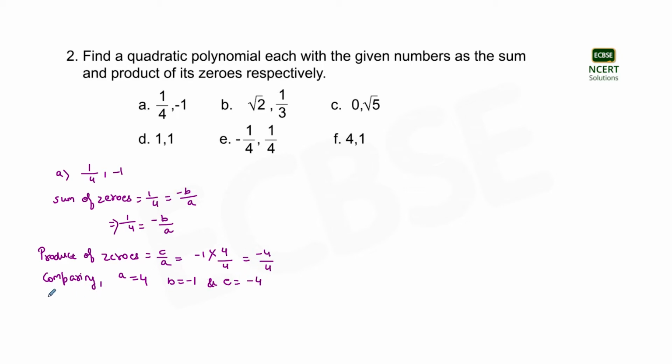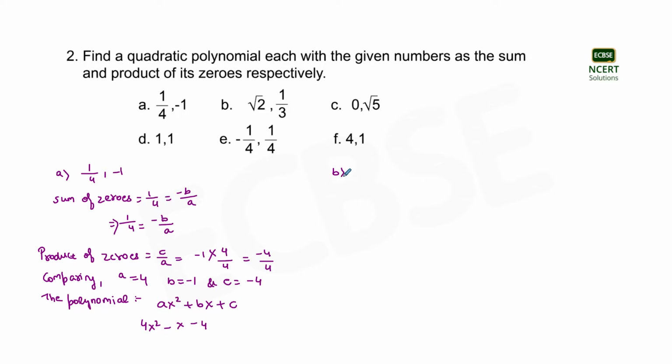-4. So what was the basic format for writing the quadratic polynomial? It was ax² plus bx plus c. Putting the values of a, b and c in the polynomial, we get 4x² minus x minus 4. That is, 4x² minus x minus 4 is a quadratic polynomial whose sum of zeros comes out to be equal to 1/4 and the product of zeros comes out to be equal to -1.